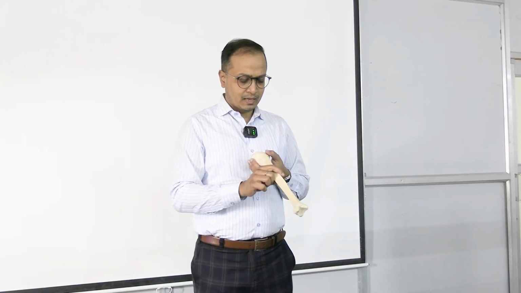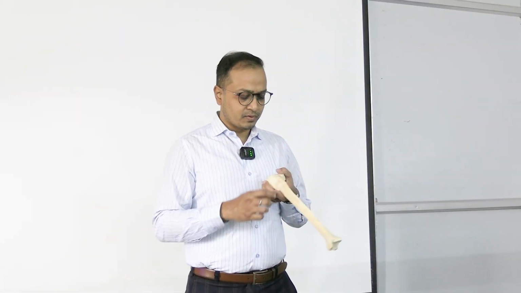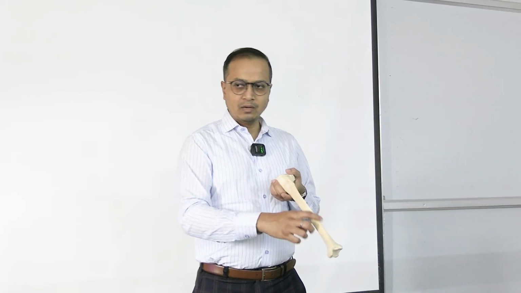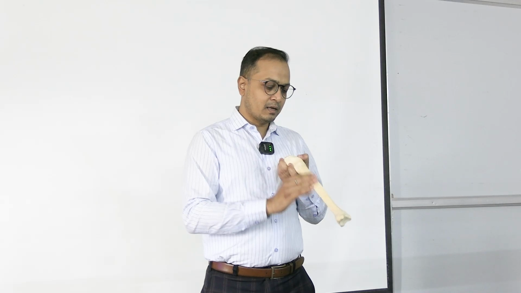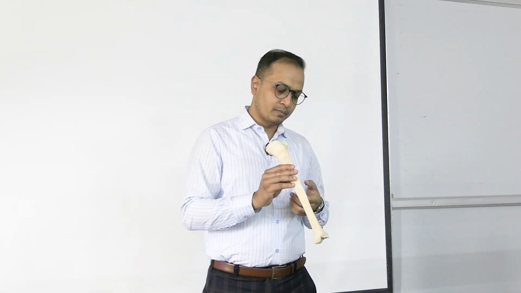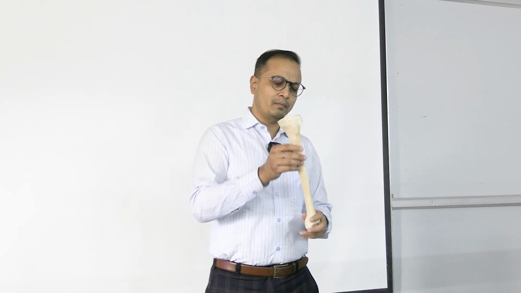Then talking about the shaft, which is triangular in shape, it has three borders and three surfaces. This one on the anterior side we call the anterior border. The one opposite to it we call the interosseous border. Then we have the medial border, which is relatively smooth. It has surfaces too: the lateral surface on this side, the medial surface on this medial side, and at the back the posterior surface. So it has three borders and three surfaces.